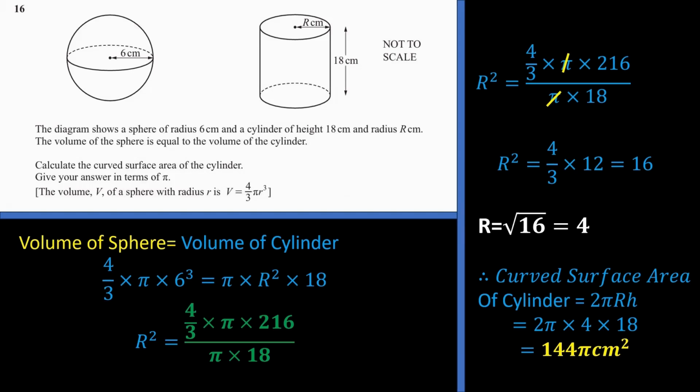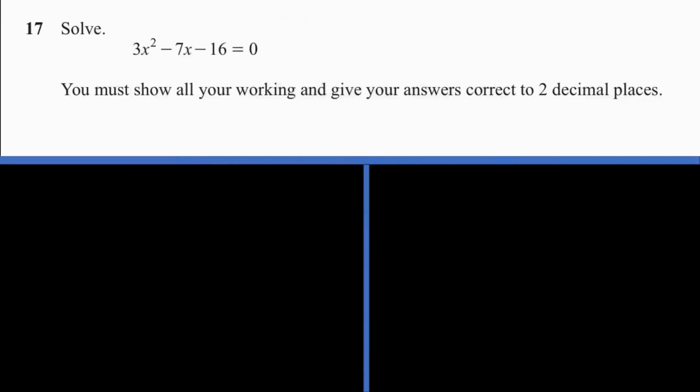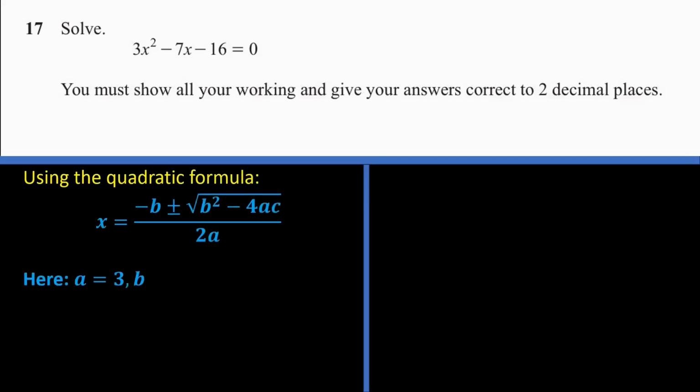Let's move on to the next slide to look at the next question. Question number 17: we are given a quadratic equation and we are required to solve this, show all our workings and give our answers correct to 2 decimal places. How are we going to do this? Once we are given this kind of question with the information that your answer should be left to 2 decimal places, you should be thinking in your head that the quadratic formula is the best approach to solving this problem.